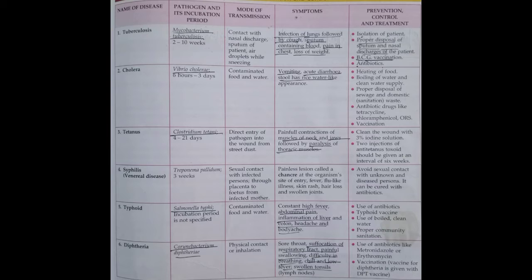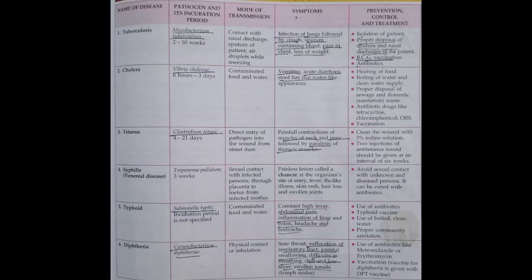So, our first disease is tuberculosis. How is it caused? It is caused by a bacteria named Mycobacterium tuberculosis. What is its incubation period? It is 2 to 10 weeks from when the bacteria enter the body till the symptoms appear. How is it transmitted? It is transmitted through nasal discharge, or you can say sputum of the patient, and air droplets while sneezing, and it can be direct or indirect droplets of the patient.